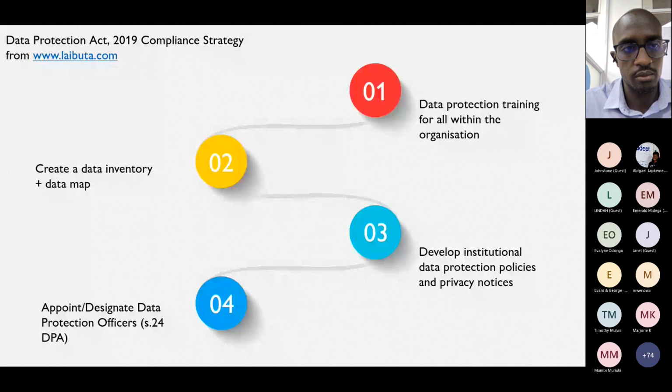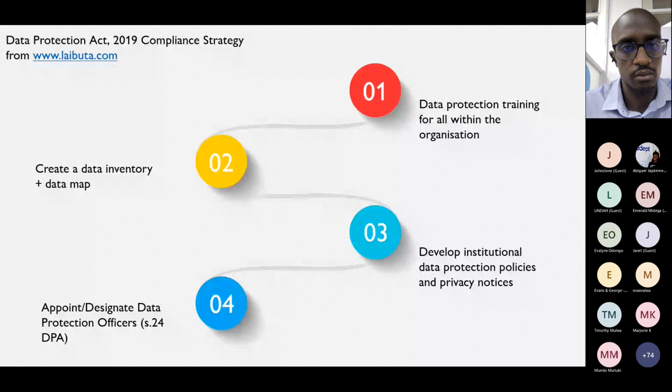Then you need to appoint or designate data protection officers. Here it's tricky because, of course, you might feel that this compliance is costly. And you may be thinking, do you really need to employ a new individual to be a data protection officer? The answer is no. Section 24 of the Data Protection Act doesn't make it compulsory for you to have a DPO, or a data protection officer.